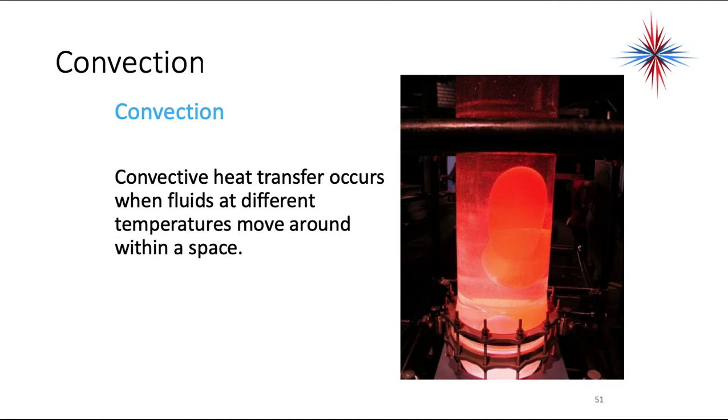Convection heat transfer occurs when fluids at different temperatures move around within a space. And this is an example of an old-fashioned lava lamp. The fluids are moving around in a space. That's convection.